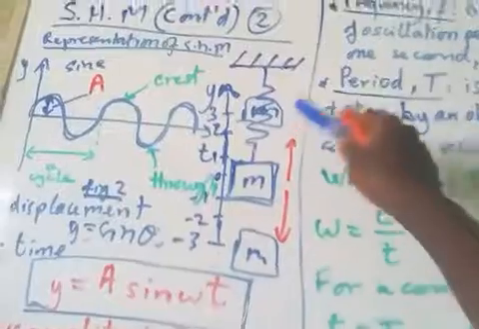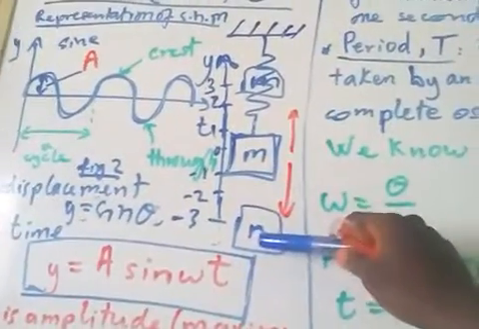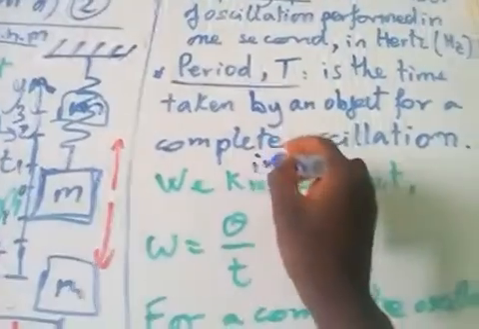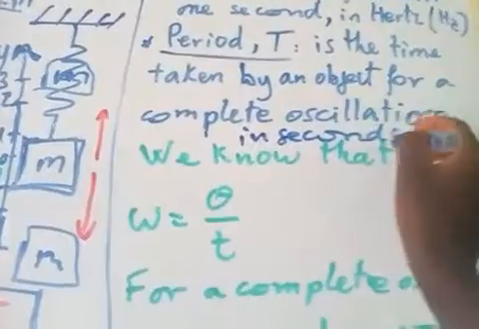The time taken for that complete oscillation is called the period T, and it is expressed in seconds.